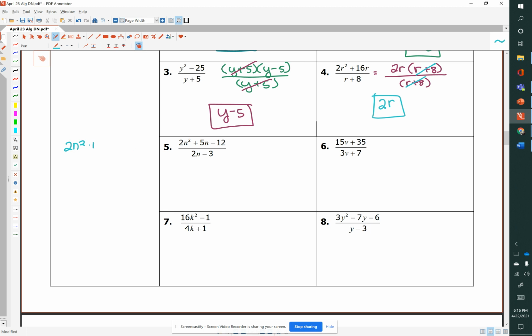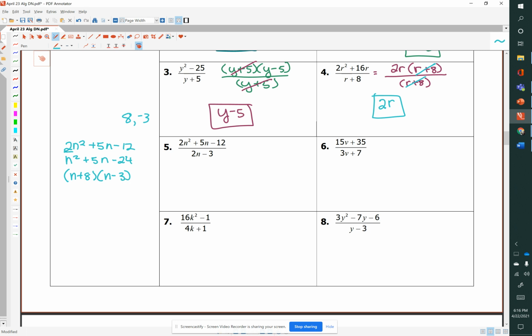2n squared plus 5n minus 12. Okay, so n squared plus 5n minus 24. Okay, we need two numbers, and they're going to be positive and negative, that multiply to 24 and add to 5. So that would be 8 and 3. And the 8 would be positive and the 3 would be negative. That's going to give us what we need. So n plus 8, n minus 3.